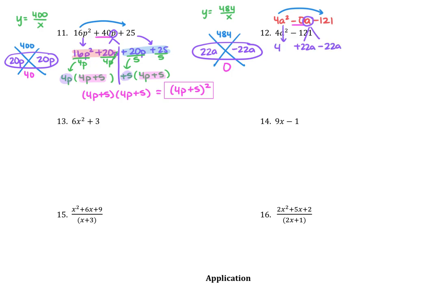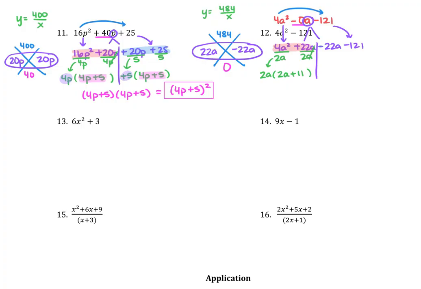Drop down my 4a squared and my negative 121, split into two binomials. My first binomial, I look for the GCF. I notice that 2 can go into both, and they both have an a. That's going to be my GCF, so I'm going to put that out in front of a set of parentheses. 4 divided by 2 leaves me 2, and if I pull an a out of a squared, I'm left with a. 22 divided by 2 is 11, and if I pull an a out of a, it goes away.